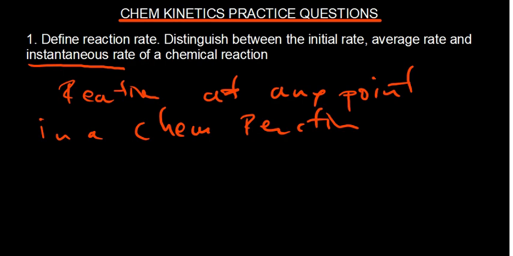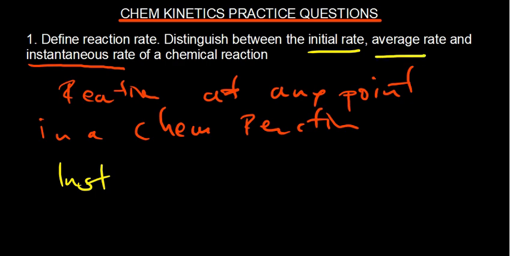Thinking about this, we can move to what we call the initial rate. The initial rate is basically the instantaneous rate at start, or the rate of a chemical reaction just as you get to start. So the initial rate is the instantaneous rate at the start of the chemical reaction.